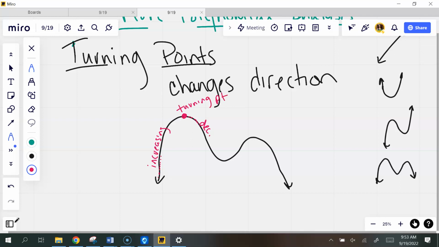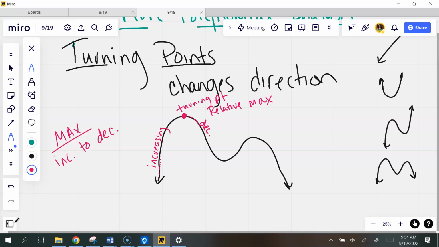It's also called a relative maximum. Do you see why that would be called a maximum? It's a high point on the graph, okay? Maxes happen when I change from increasing to decreasing. You think so?